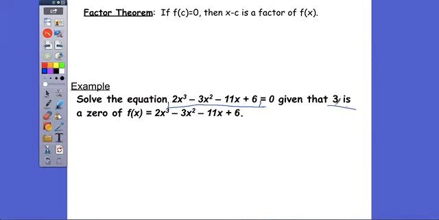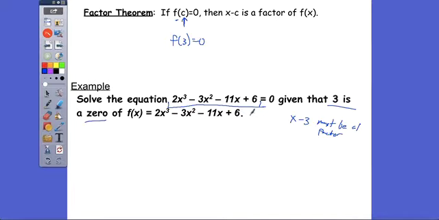So if 3 is a 0, that's kind of like saying f of 3 equals 0 for this function. That's what it means by 0. When you plug 3 in, you get 0. So that means x minus 3 must be a factor. And if it's a factor, we can divide by it and then simplify this into something we can actually solve. So we're going to divide this by x minus 3 using synthetic division.